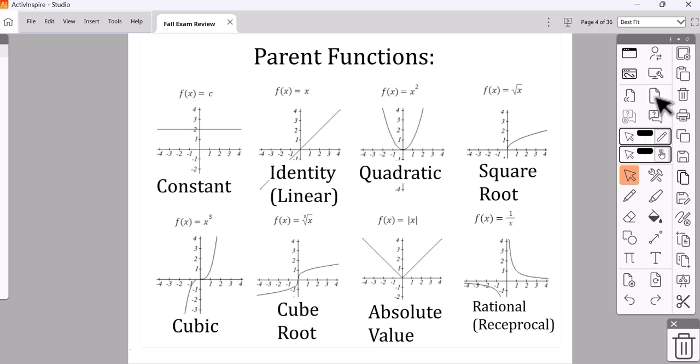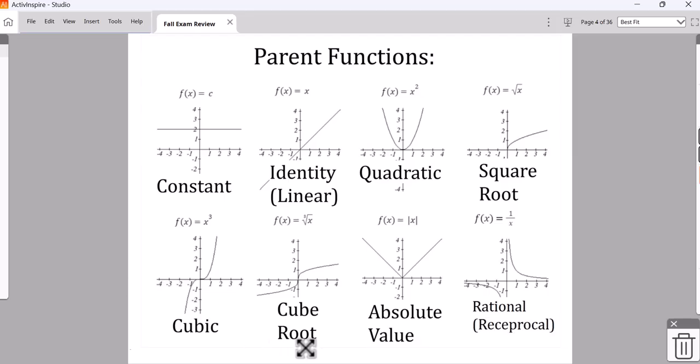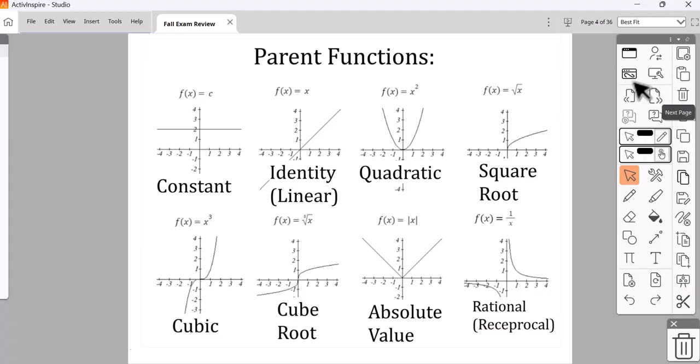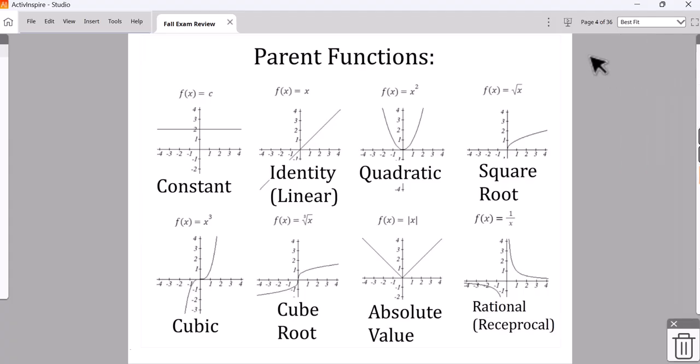Okay, the next section is parent functions, and this is just your list of parent functions. As you're identifying which parent function is which, hopefully this table is helpful for you. You should have put this in your notebooks, and we've also added some new functions this semester. So the sine function and the cosine function could also be added to this information. That is a function that we've talked about this year, so that could also be tested, and that also shows up on your review.